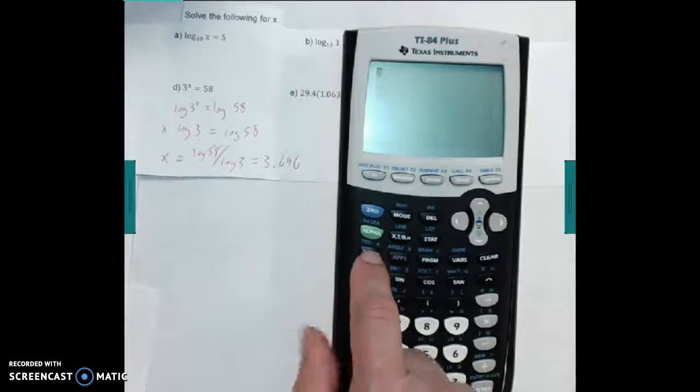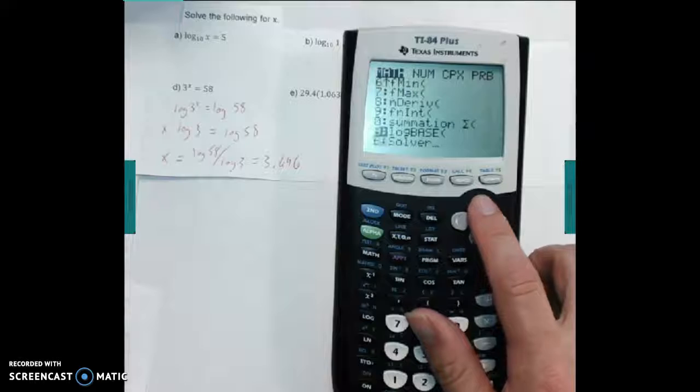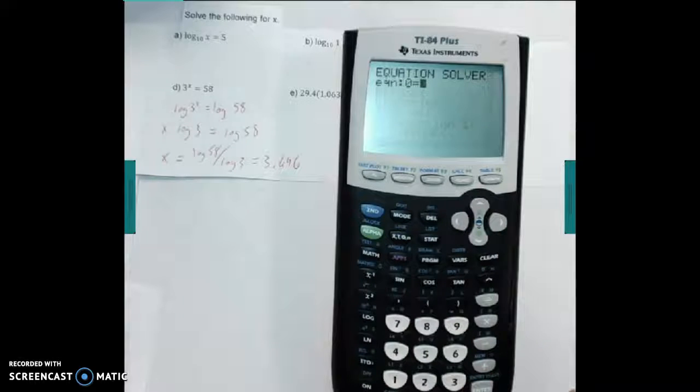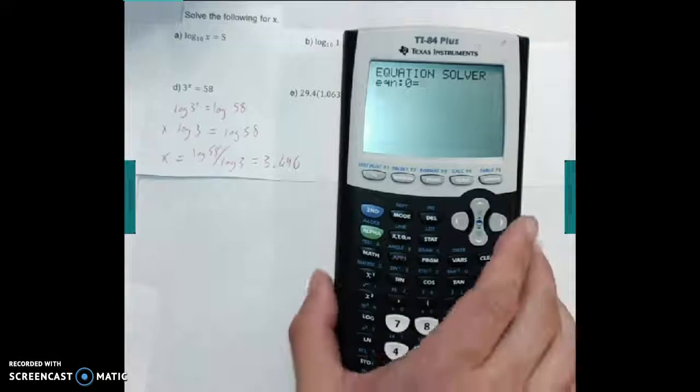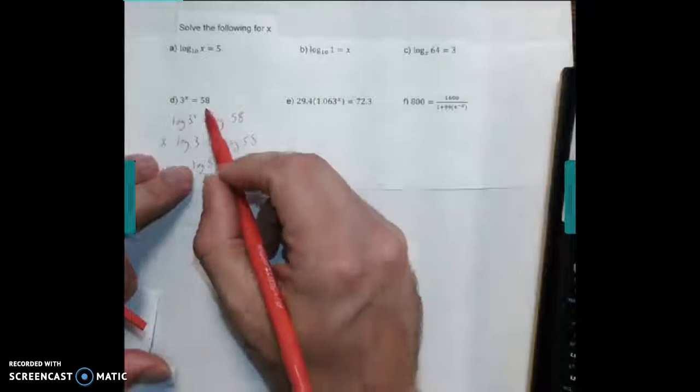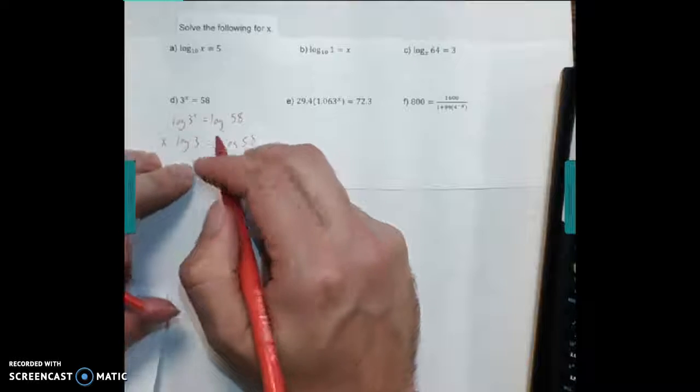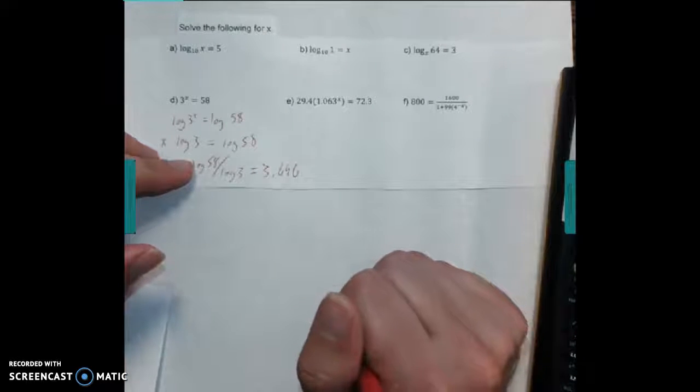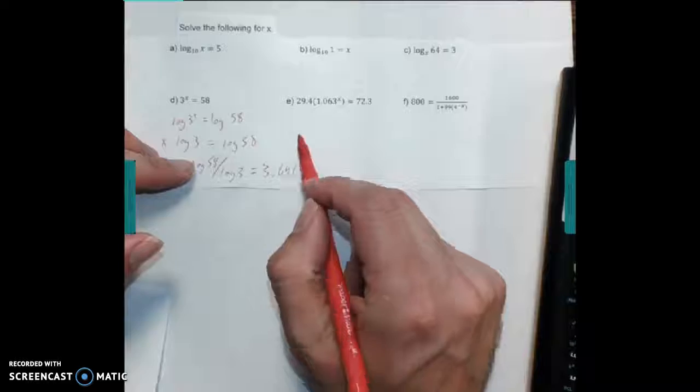To get to the solver, it's going to be Math and B. You see this says 0 equals here. Well, in my equation, I don't have a 0 equals. I have 3^x equals 58. If I can get one of these two sides to say 0, then I can use the solver.